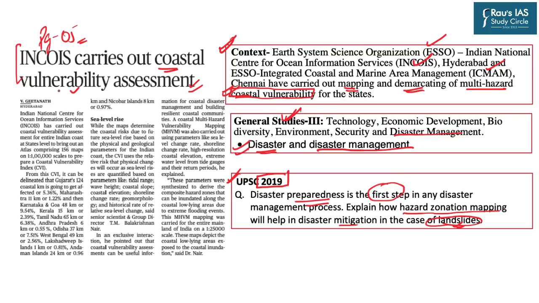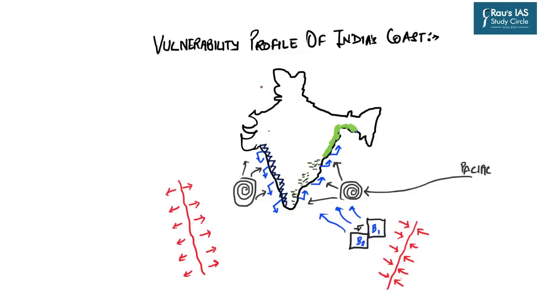So before moving toward the Coastal Vulnerability Index, CVI, which this news item talks about, we will first understand what are the various multiple hazards which the Indian coast faces. Now this is a rough diagram of India and it shows the vulnerability profile of India's coast. Whenever you have to think about the multiple disasters, about the vulnerabilities which are associated with the Indian coast, let us try to understand in what lines you should think so that multiple disasters straight away come to your mind, right?